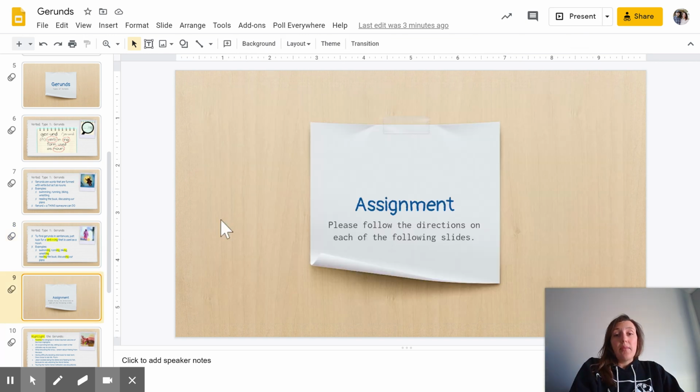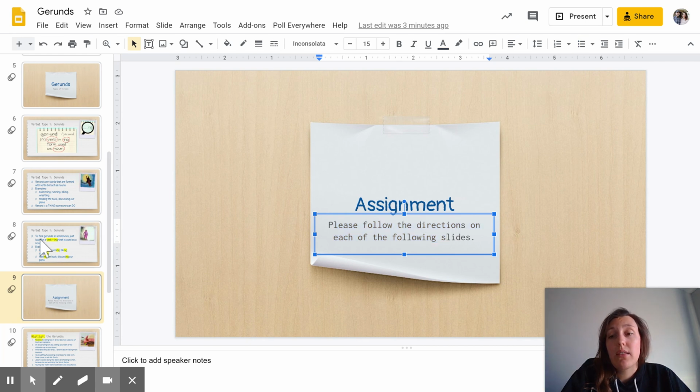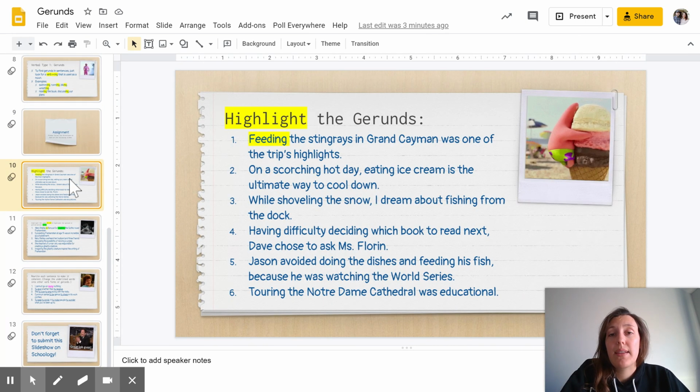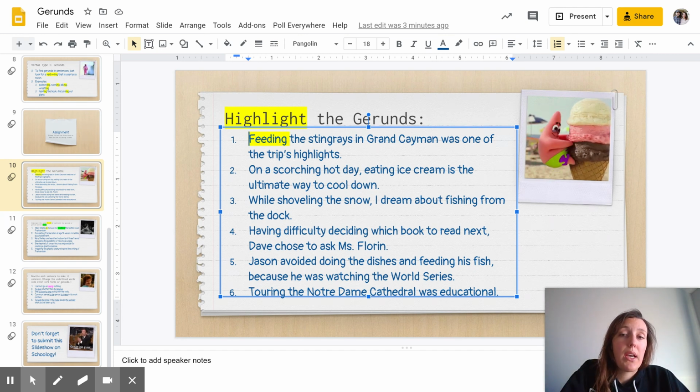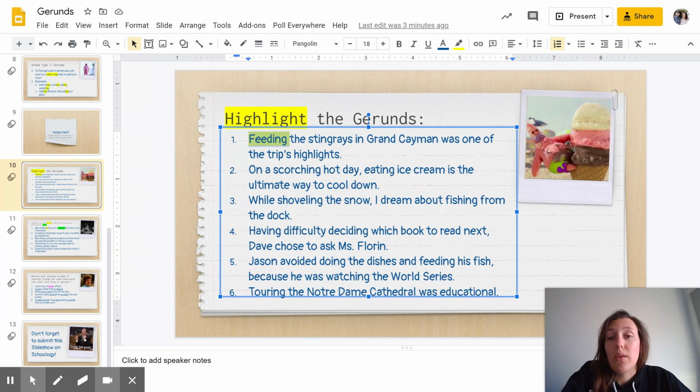So for your assignment, what you're going to do is follow the directions on each of the following slides. So on slide 10, you're going to highlight the gerunds in each sentence. So again, you're looking for an action word that ends in ing, and that's what a gerund is. So number 1, feeding the stingrays in Grand Cayman was one of the trip's highlights. So feeding's highlighted. Number 2, on a scorching hot day, eating ice cream is the ultimate way to cool down.